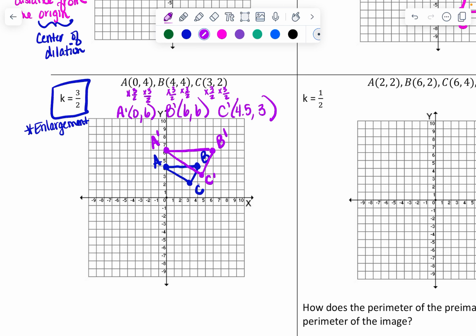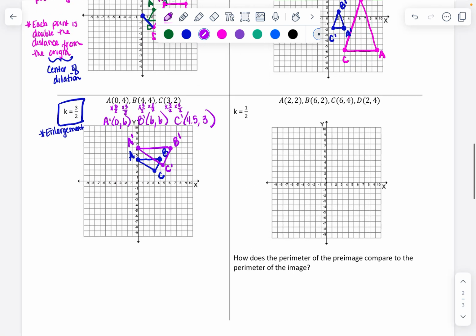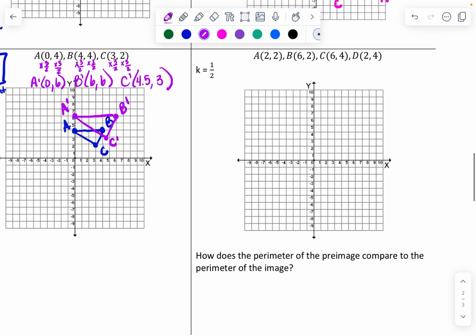Okay, last one, and then we are done for the day. So we're going to go ahead and talk about perimeter here, and how does dilating it change the perimeter? So let's go ahead and graph the first one, 2 comma 2, here's A, 6 comma 2 is B, 6 comma 4, C, 2 comma 4 is D. So I got a rectangle.